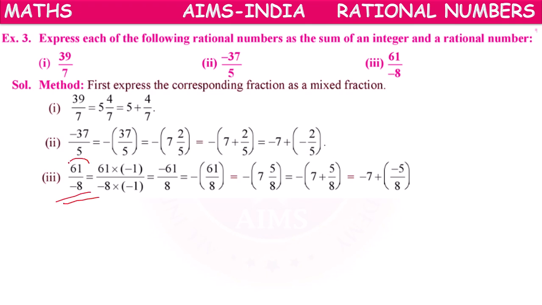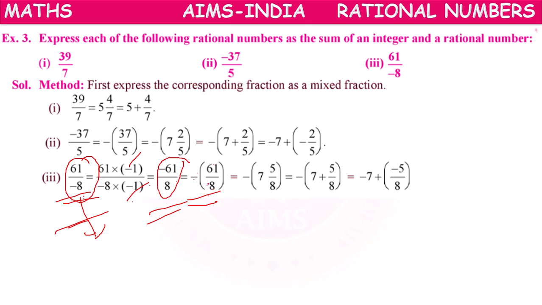So here, 61 by minus 8. The denominator we have is minus 8. It is not in the standard form. To be changed into standard form, multiply with minus 1 by minus 1. So minus 61 by 8. The minus is there, and we have to keep it outside the bracket. So minus of 61 by 8.